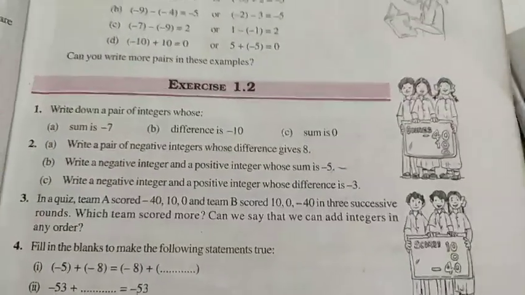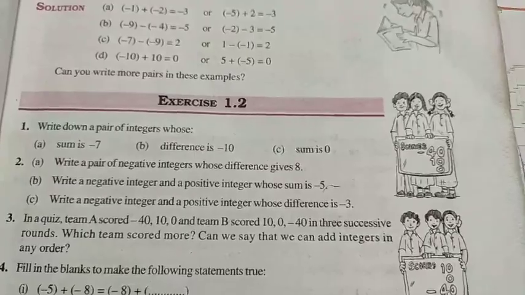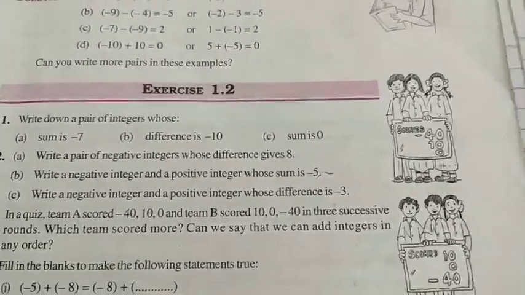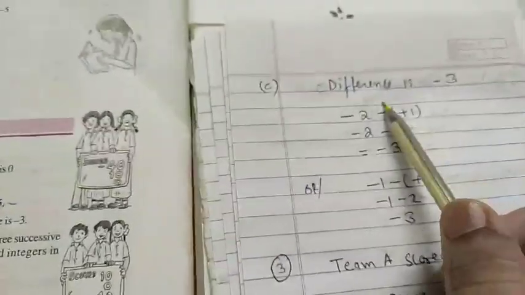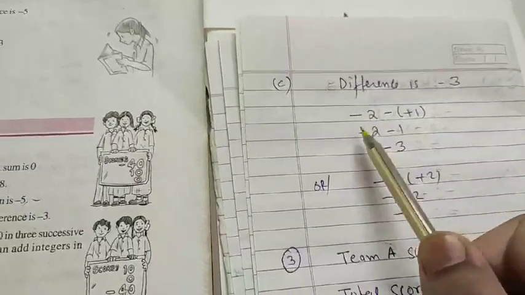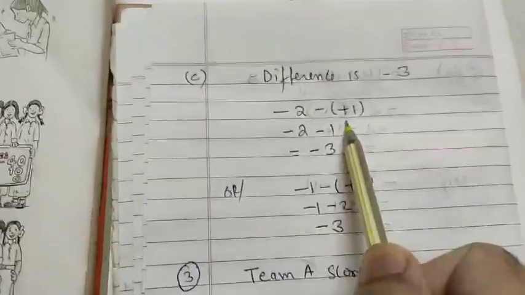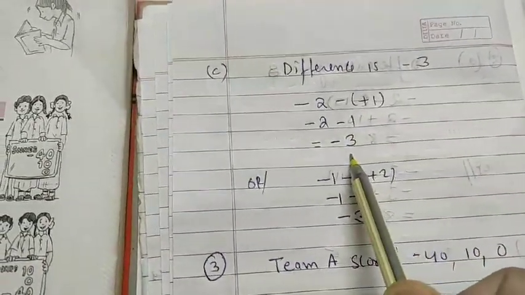Clear? So now the C part. What is the C part? C part is that write a negative integer and positive integer whose difference is -3. It is same like B part, but we have to do the difference, and the difference should come -3. Clear? So if you see here, difference -3, the first one I am taking negative, the second one I am taking positive, +1. So -2 minus 1 gives you -3.